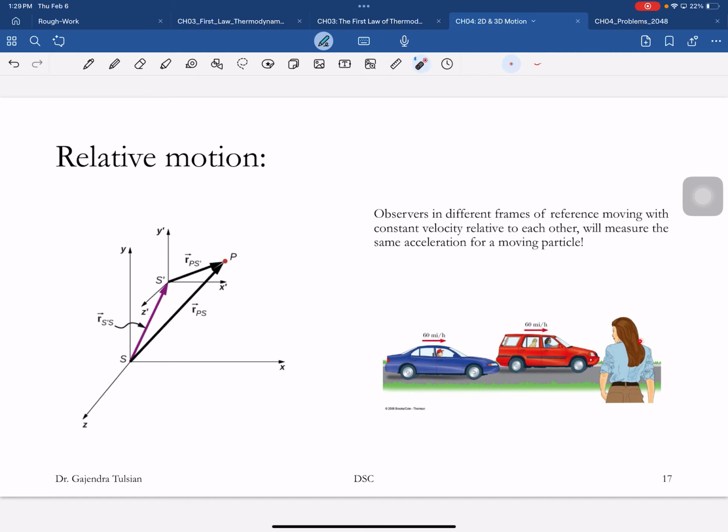Okay, so let's say here's one observer. We'll ignore one of these cars. Here's another observer. Similar to the example I talked about of the skateboarder, let's say this dog is juggling a ball.